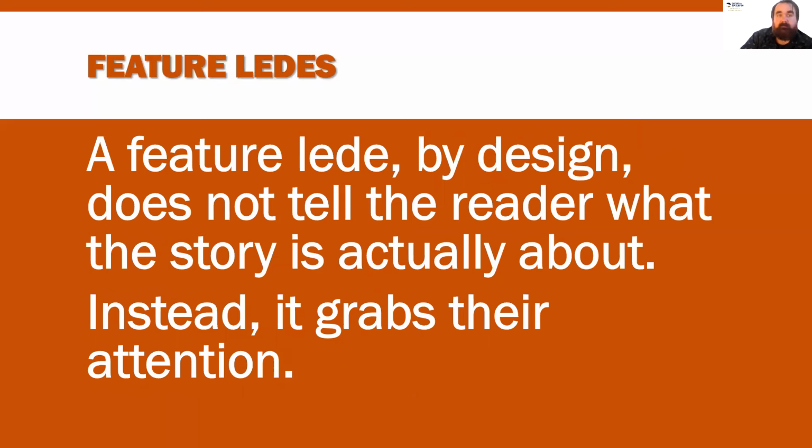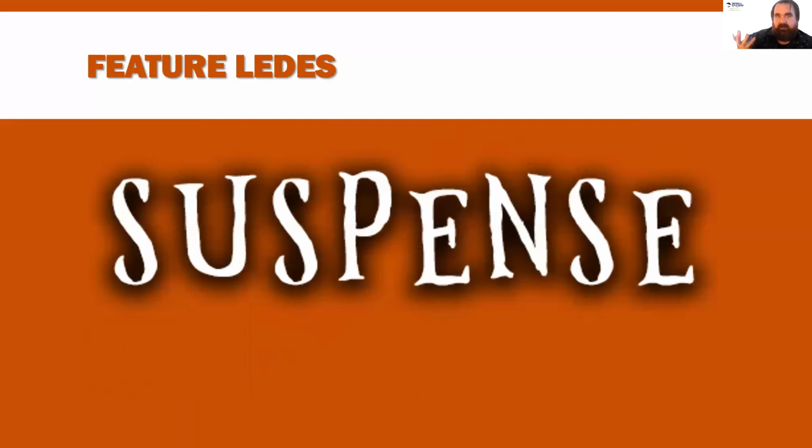Sorry about that. A feature lead by design does not tell the reader what the story is actually about. As a matter of fact, you're going to almost go out of your way to not tell the reader exactly what the story is about. And the reason you're going to do that is because it builds suspense. By giving them something interesting or entertaining or dramatic or funny in the lead, we hook them in through a sense of suspense to get them to want to find out what the story is really about, what the point is, what the lesson is.